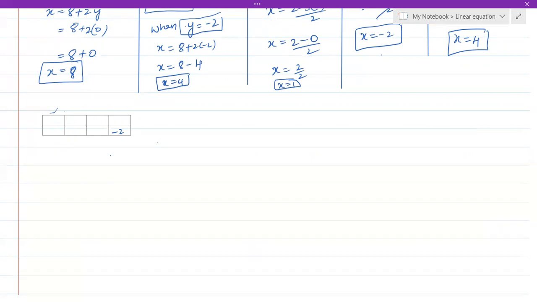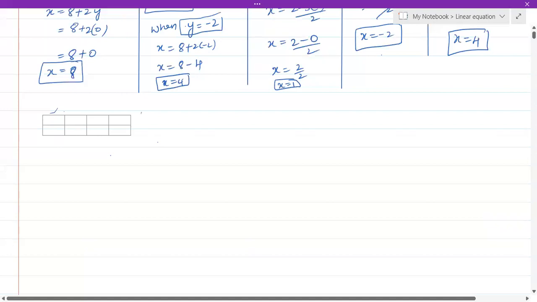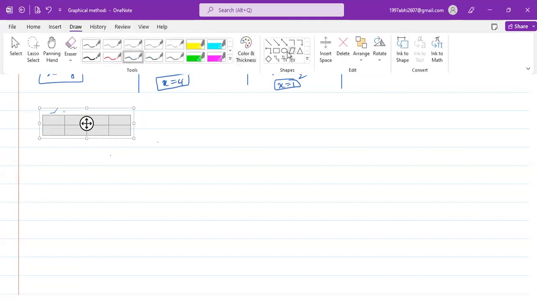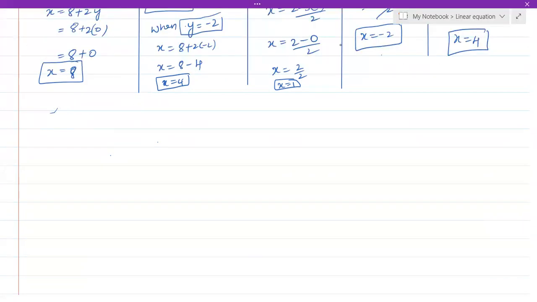It's better, let me make a big table itself. Let me make a manual table. So x value, y value. x value was 8 when y value was 0, it was 12 when y value is 2, and it is 4 when y value is -2. So this is a table which we are going to use to plot the graph.